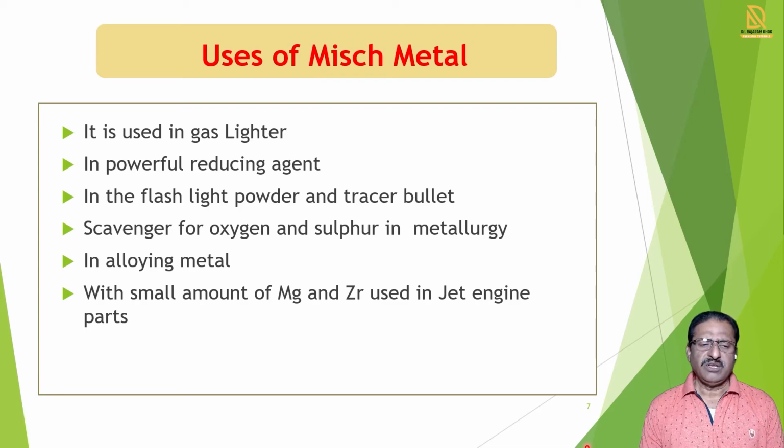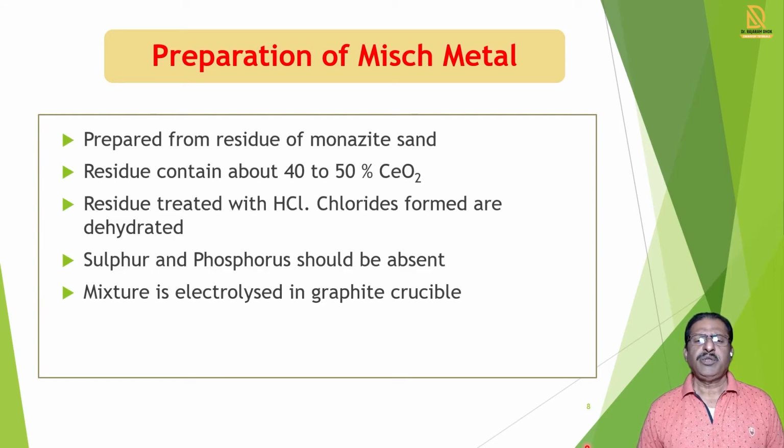Again, that mixed metal is used in alloy metal. For the preparation of alloys, mixed metals are used. Then some other uses: such type of mixed metal, when added in small quantity with magnesium and zirconium, such a mixture of metal is used in jet engine parts. So these are the certain main uses, and with this there are also some other uses. Now we see the preparation of this mixed metal, how that mixed metal is prepared.